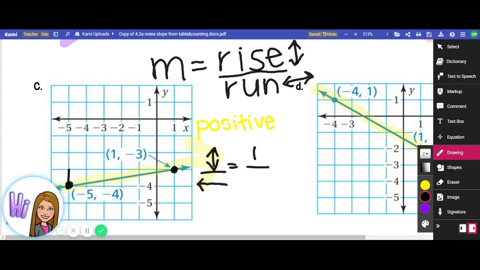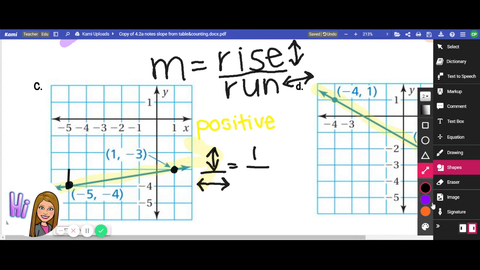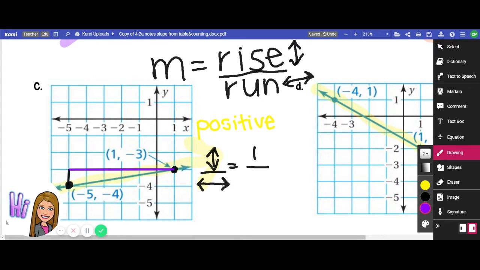And then we want to look at our run. So how far is it running? Let's do from here all the way down to here. How many is that? So I'm just going to start back here and count 1, 2, 3, 4, 5, 6. And that is messy, but I got 6. So because 1/6 is positive, our slope is 1/6.